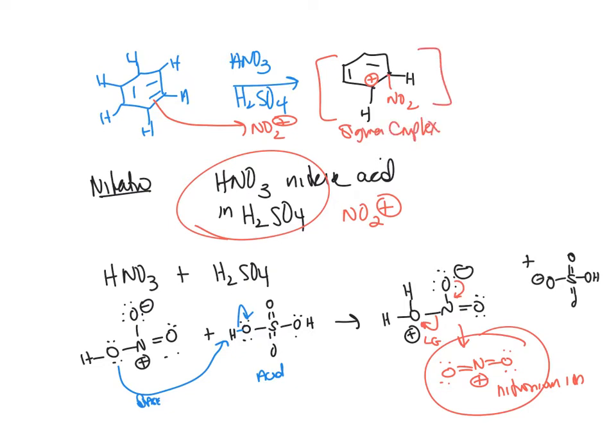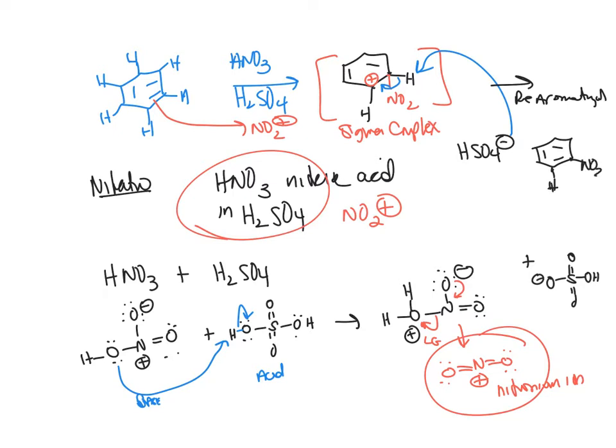And then if you want, you can just say HSO4 minus is going to come and extract that hydrogen to do our re-aromatization reaction. And you reestablish your benzene ring, and now you have NO2. You don't even have to draw that. You can just, so this is nitrobenzene. So this is how you add a nitro group to benzene. And it goes through the same mechanism.